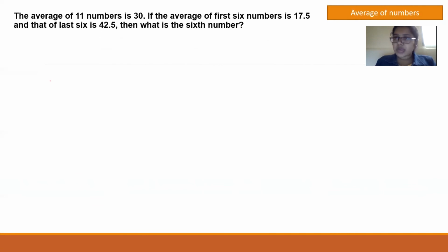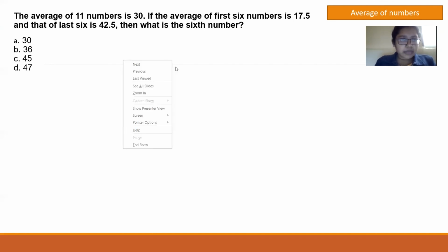It is a question based on the average of numbers. The question is: the average of 11 numbers is 30. If the average of the first six numbers is 17.5 and that of the last six is 42.5, then what is the sixth number? We have been asked, right? We have the options. So guys, for these questions, just read the question once and twice, until you understand it.